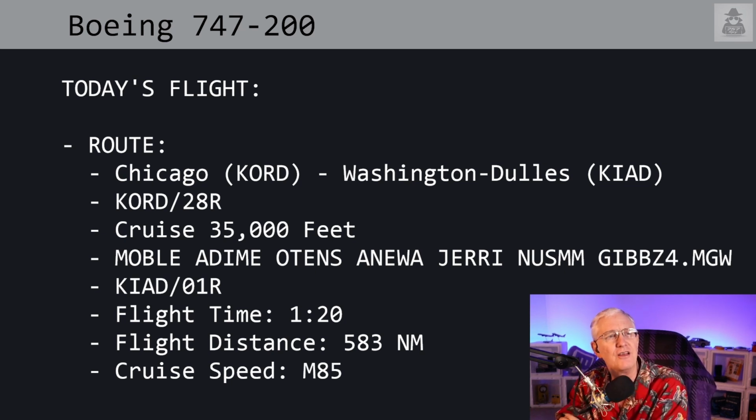Landing Washington Dulles, 01 right. Right now the winds are 030 at 7 at Dulles, so that's a good landing runway. Flight time, 1 hour and 20 minutes. Distance is going to be 583 nautical miles. Our cruise should be somewhere around Mach point 85.